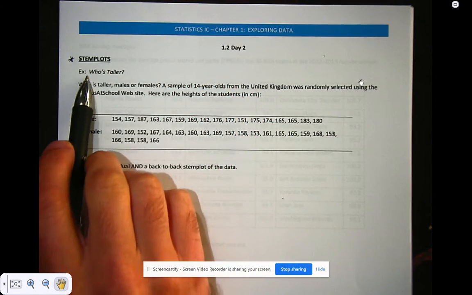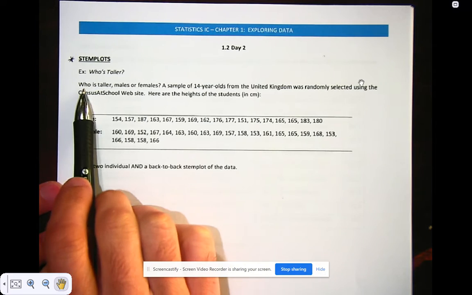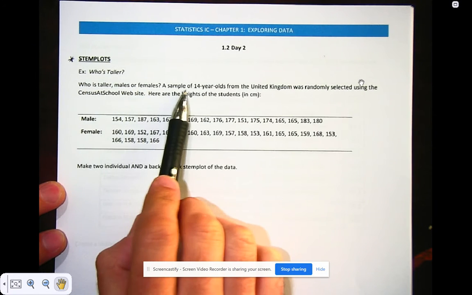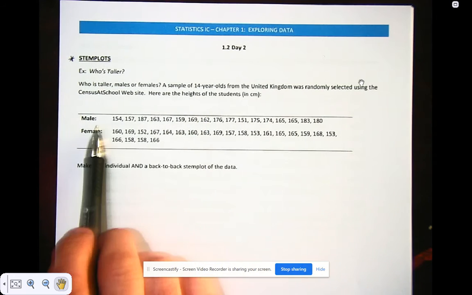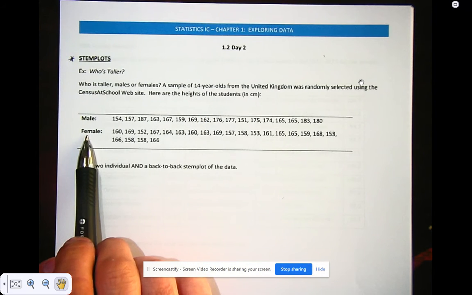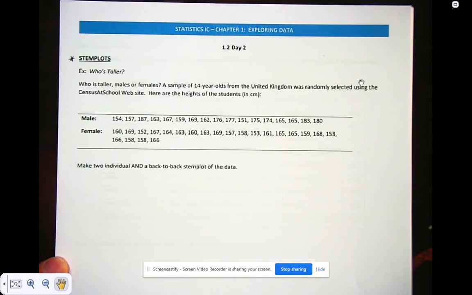Okay, so this one is: who's taller, males or females? A sample of 14-year-olds from the United Kingdom was randomly selected using the Census at School website. Here are the heights of the students in centimeters. So these are all 14-year-olds. We've got some males, we've got females. Just by looking at this, you can see that there's more females.